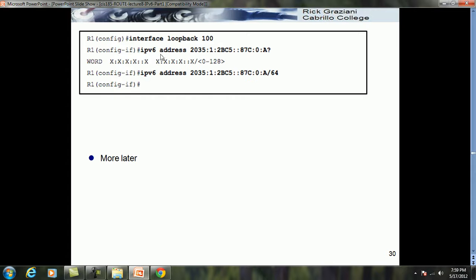The command is also similar. IPv6 address and the exact same value. But see here, question mark. You have to define your bits. Can you see here? Slash. So you define your 64. So out of this first 64, you define my prefix bits, correct? The network portion. We will see this more later.